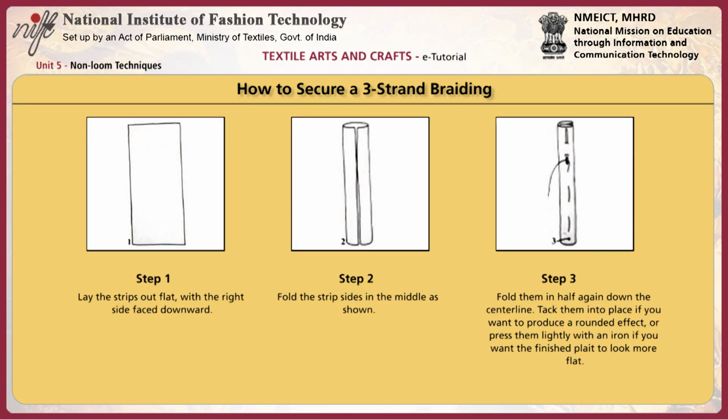Lay the strips out flat with the right side facing downward. Fold the strip sides in to the middle as shown. Fold them in half again down the center line. Tack them into place if you want to produce a rounded effect, or press them lightly with an iron if you want the finished plait to look more flat.